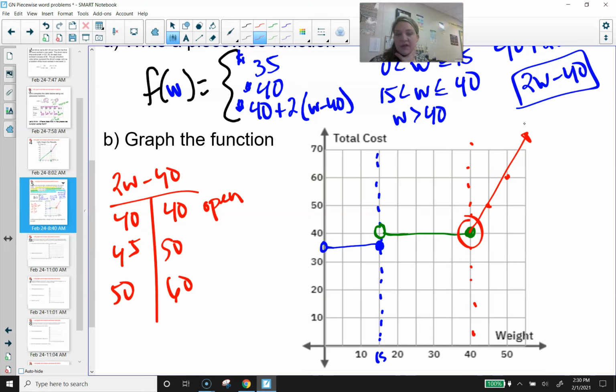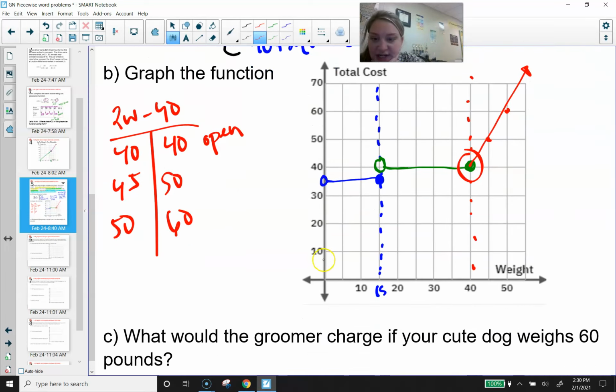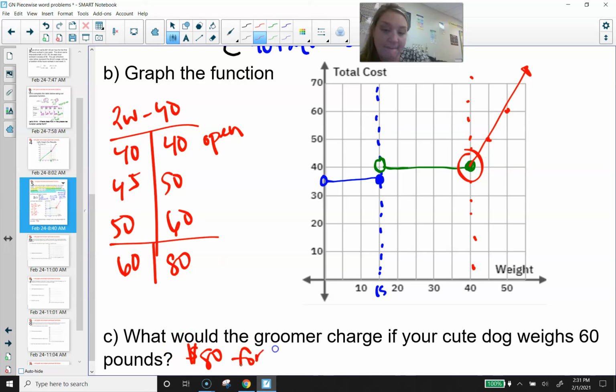Okay. So looking at this now, we can answer the question, what would the groomer charge if your cute dog weighs 60 pounds? All right, well, there's two things we can do. We can look at my graph, which if we notice doesn't go to 60. So my other option is to go back to this T table and plug in 60, because 60 is more than 40, right? So we're going to use that equation. 2 times 60 is 120. 120 minus 40 is 80. So the groomer would charge $80 for the 60-pound dog.